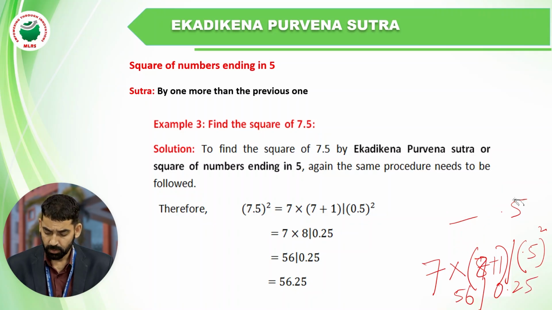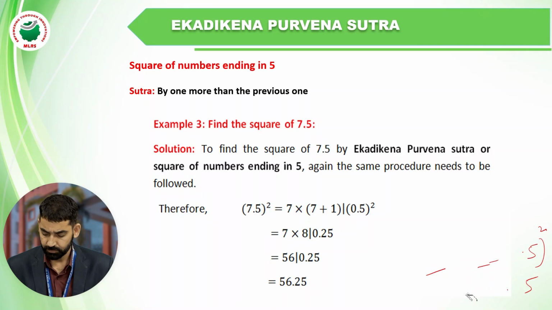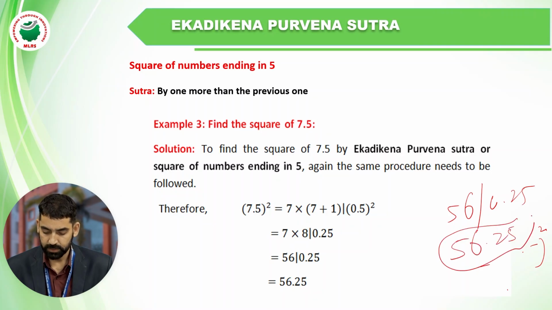So we have 56 and this is 0.25. If we remove the separator and combine the number, that is 56.25, which is the square of the number 7.5. So this way you can use Ikadikena Purvena Sutra to find the square of any number ending in 5.